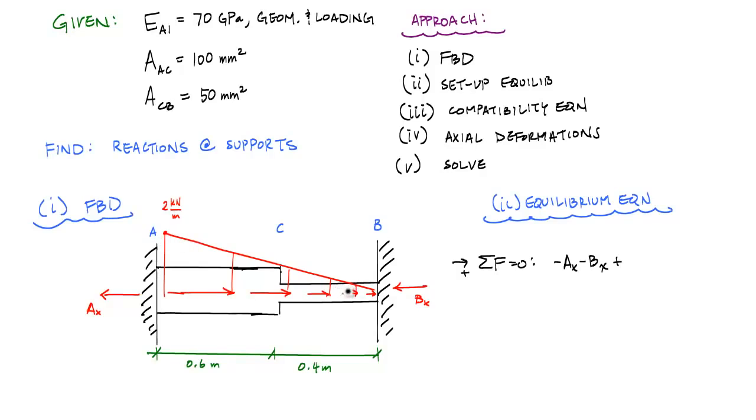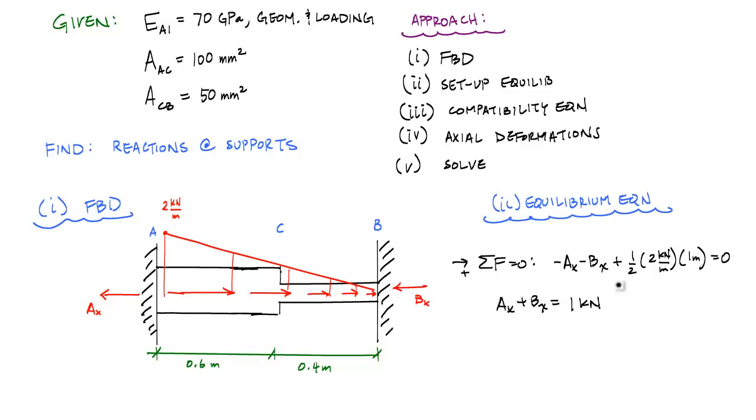which is the area of a triangle. So 1/2 the base times the height. And the height in this case, I'm going to call this 2 kilonewtons per meter. And the base is 1 meter, is equal to 0. And this will just tell me that AX plus BX is equal to 1 kilonewton. And this is my equilibrium equation.